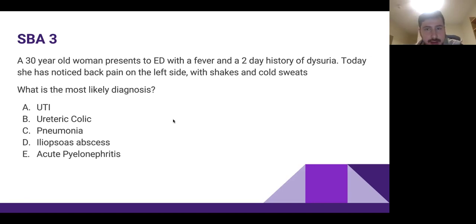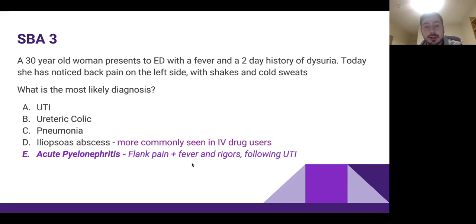Fantastic. So most people have gone for E, and that is indeed the correct answer. So here we have a 30-year-old woman. She has fever and pain when urinating. She's also noticed some back pain on the left side, but flank can be quite a large region, so we have to bear in mind that this could be flank pain. And with rigors, this is very typical of an acute pyelonephritis, whereas with iliopsoas abscess, the stem would normally have an indication of IV drug use to try and understand the source of this infection.